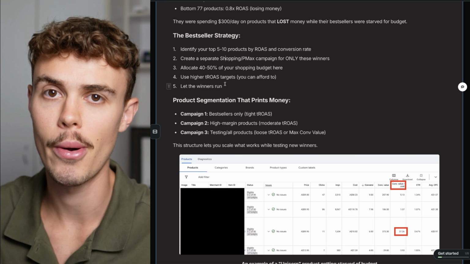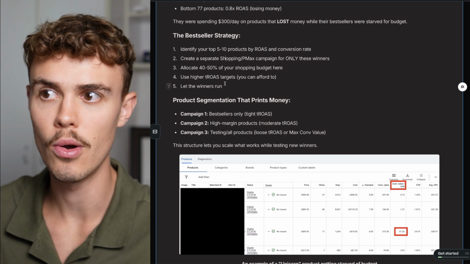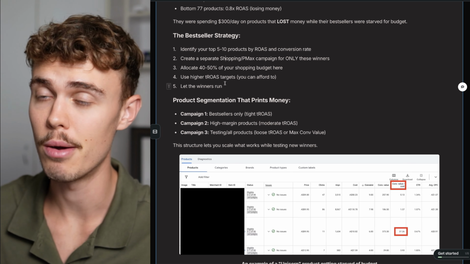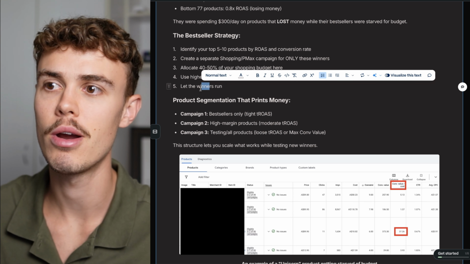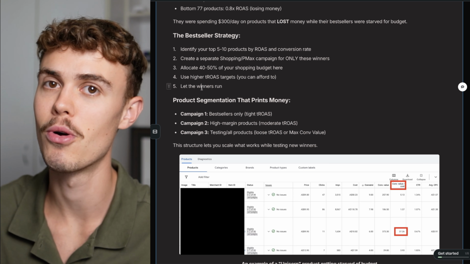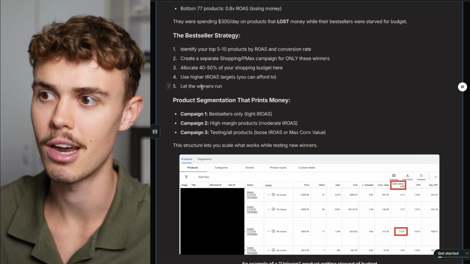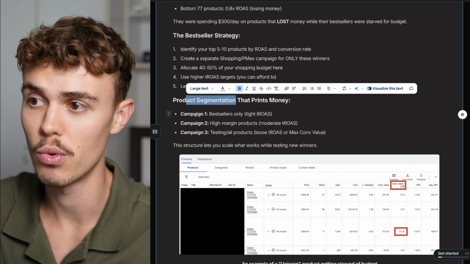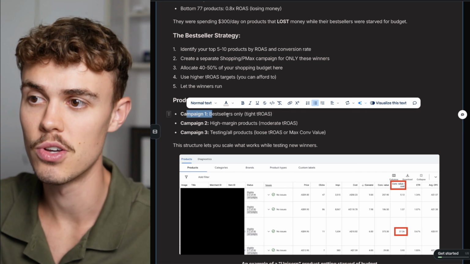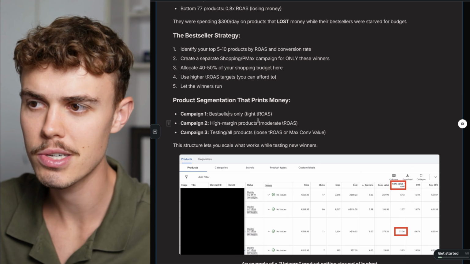And then use a higher TROAS target. Because these products are getting a higher return, you can afford to set a higher TROAS on them and then let them run and let them generate more money, because they probably will generate a lot more cash than just a catch-all shopping campaign. And then across all of the campaigns, this kind of structure can work really well. So first of all, you have that best sellers only campaign that I just mentioned with a pretty tight ROAS.